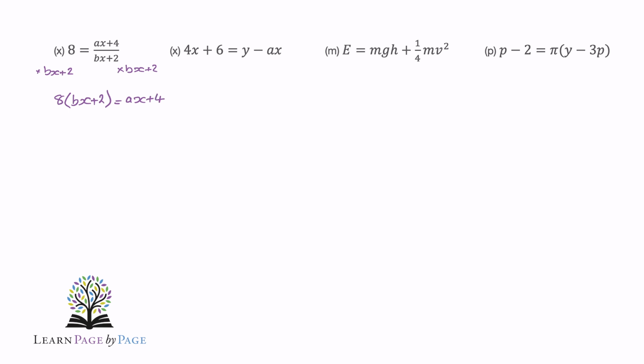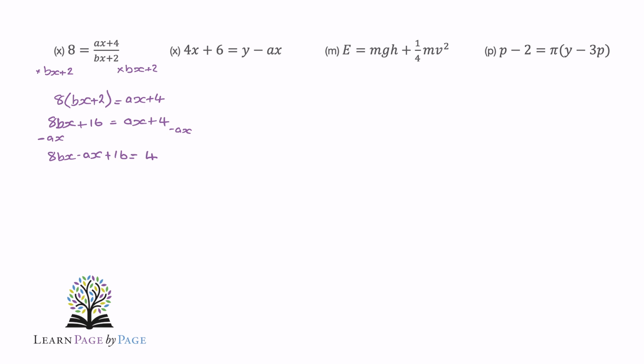Now we'll multiply out that bracket. We'll have 8bx and 8 times 2, plus 16, equals ax plus 4. Now we want the letters on one side and numbers on the other. So let's move this ax. As it's a positive ax, we're going to subtract it, so minus ax from both sides. And we end up with 8bx minus ax plus 16 equals 4.